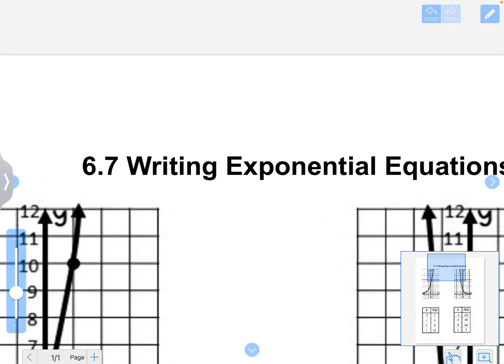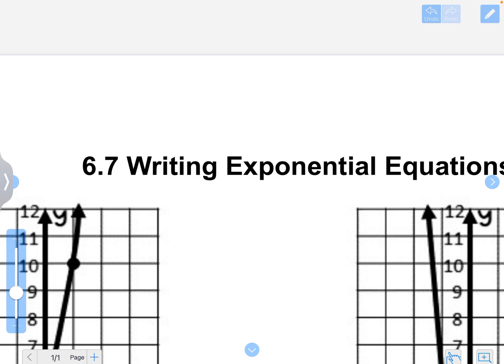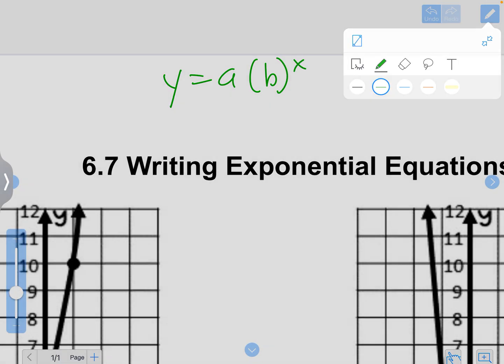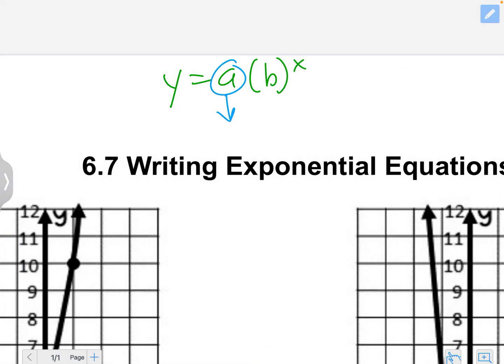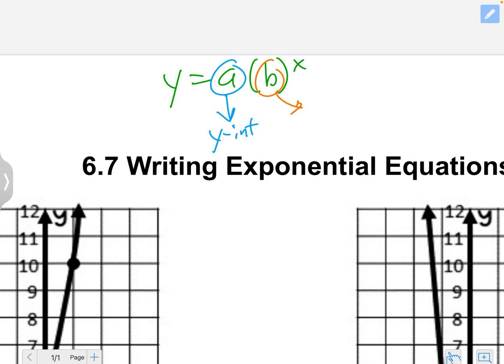So yesterday we talked about our basic exponential equation, and we talked about y equals a times b to the x. Remember that our a is our y-intercept. Remember that our b is our rate, and the way that we find our rate is we're going to go y2 divided by y1.